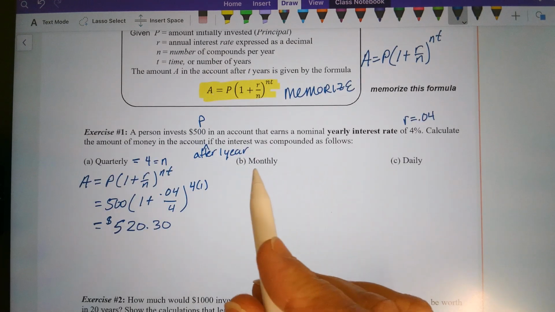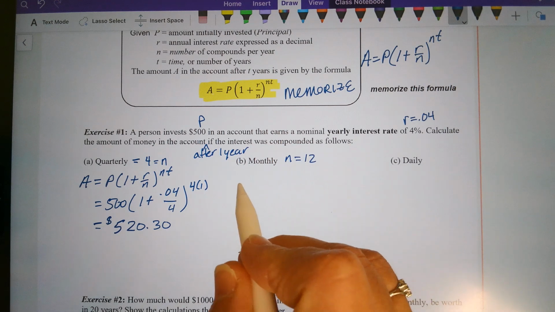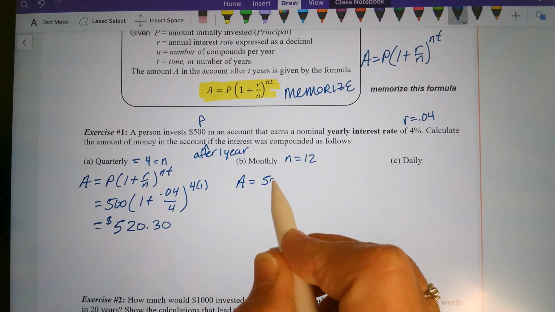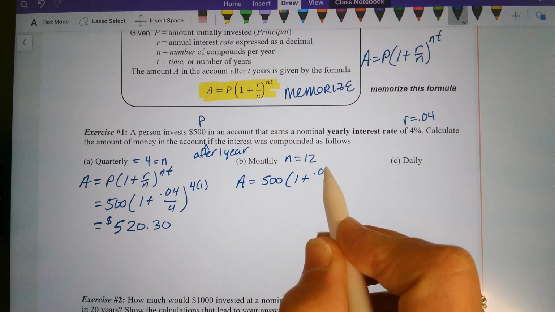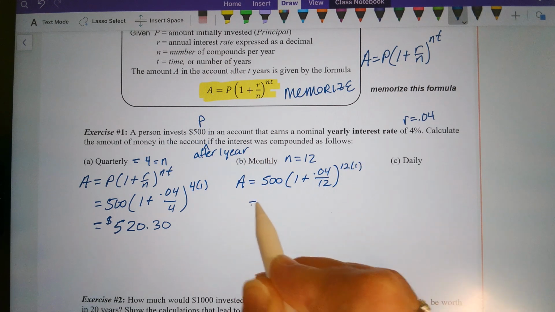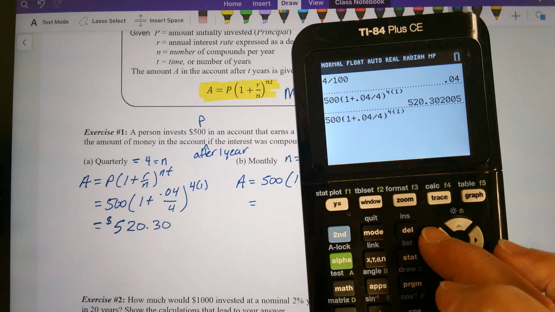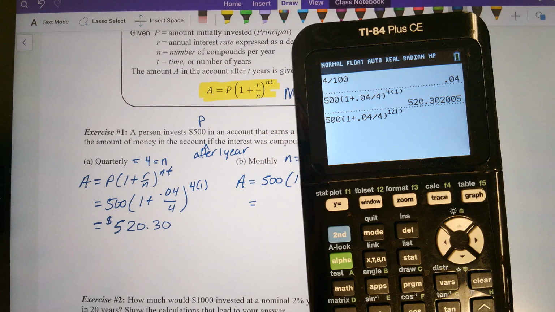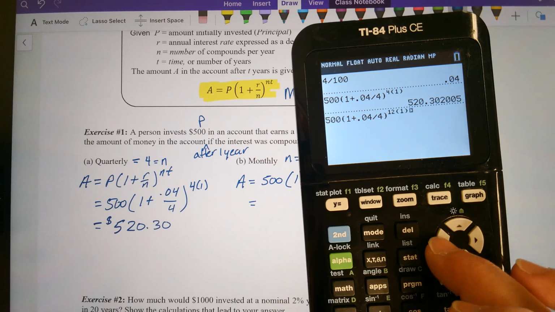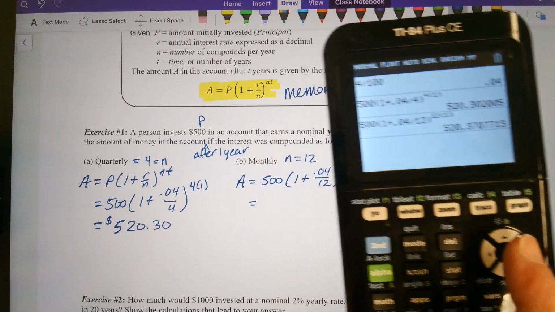If the interest is compounded monthly, N is 12. A equals 500 times 1 plus 0.04 divided by 12 raised to the 12 times 1. Just going to take that, grab it, change the 4s to 12s. $520.37.